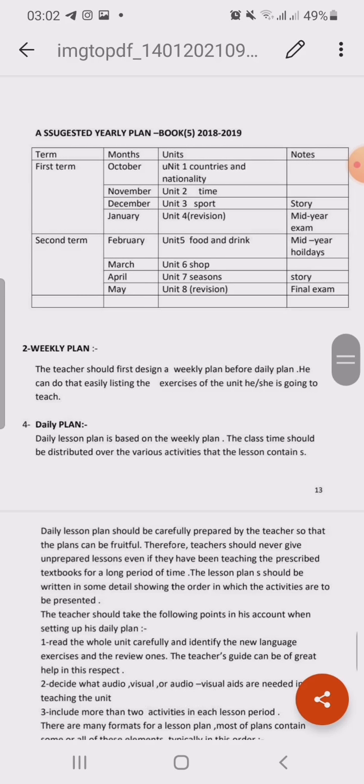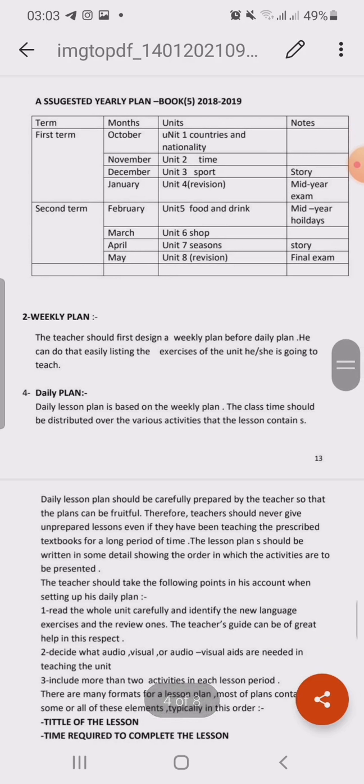Second term, February, March, April and May. Unit 5, food and drink. Unit 6, shop. Unit 7, seasons, and Unit 8, revision. Mid-year holidays on the first half of February and story on Unit 7 and final exam on May.